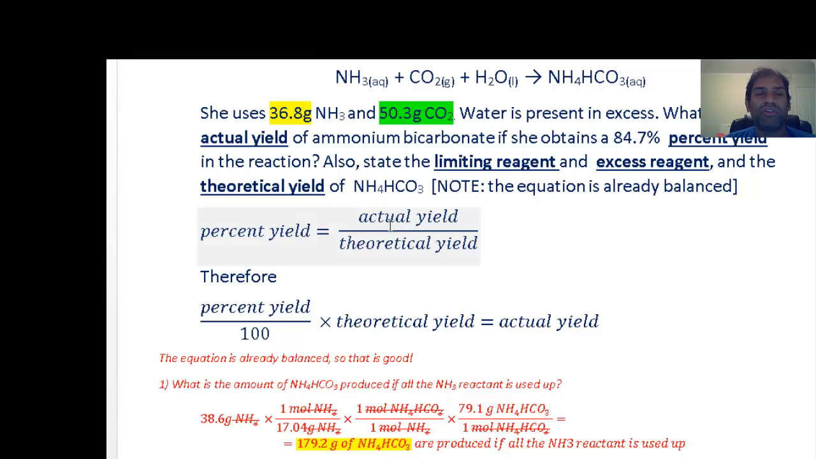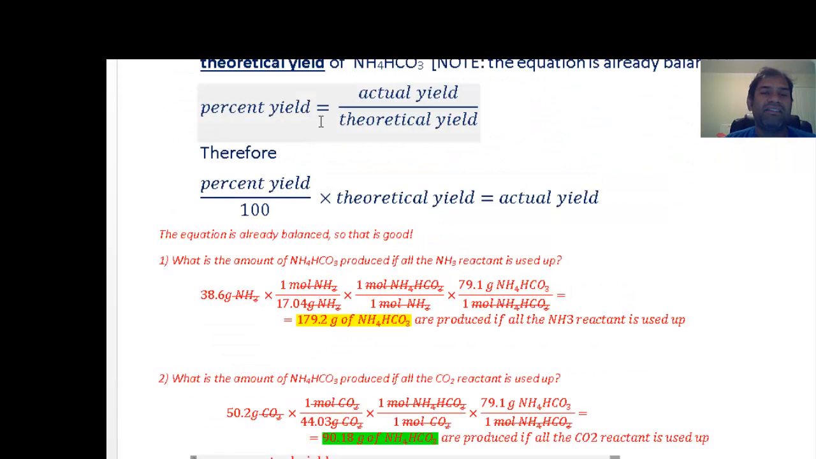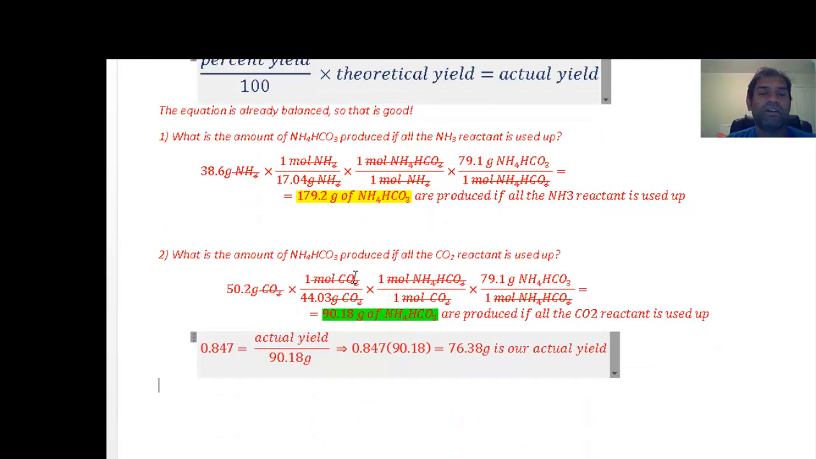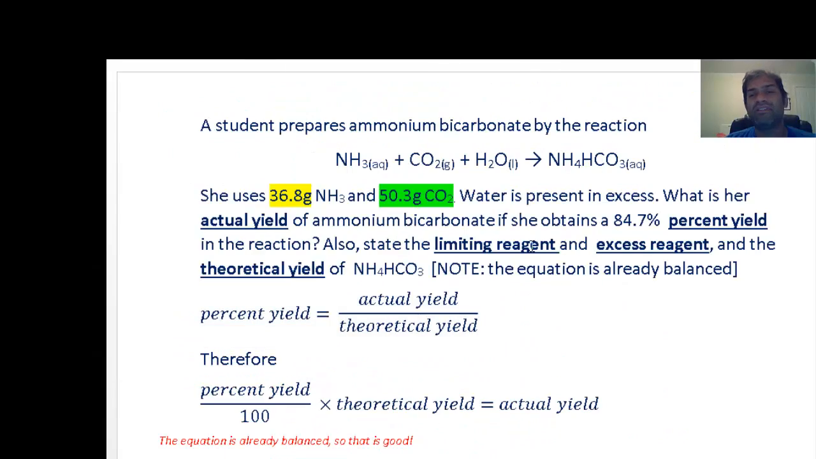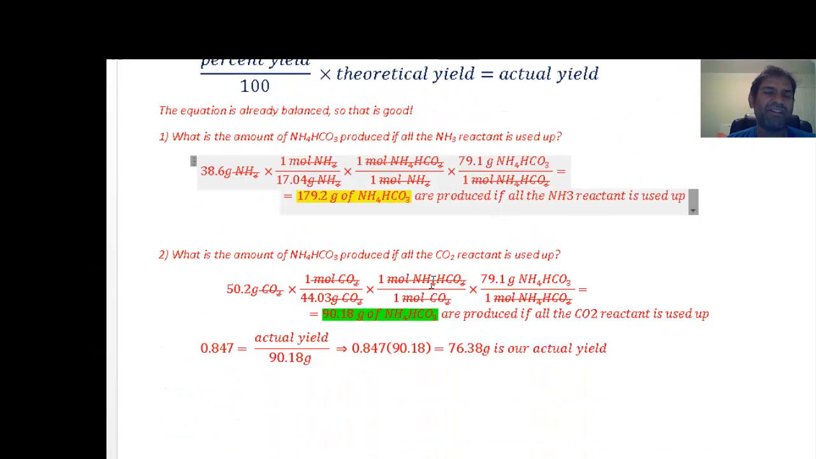So let's determine the actual yield here. Going by this equation, percent yield is actual divided by theoretical. We recognize that the theoretical yield is 90.18 grams of NH4CO3, and the yield is 84.7%. So I'm going to divide that by 100, because when we deal with percentages, it's multiplied by 100 to get the actual number. So don't forget to divide this by 100. 0.847 and 84.7% are exactly the same thing.